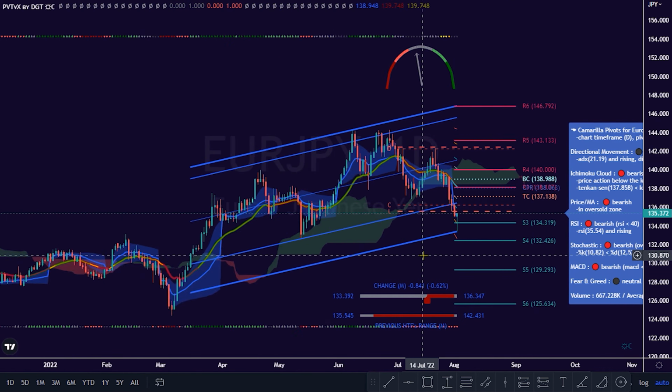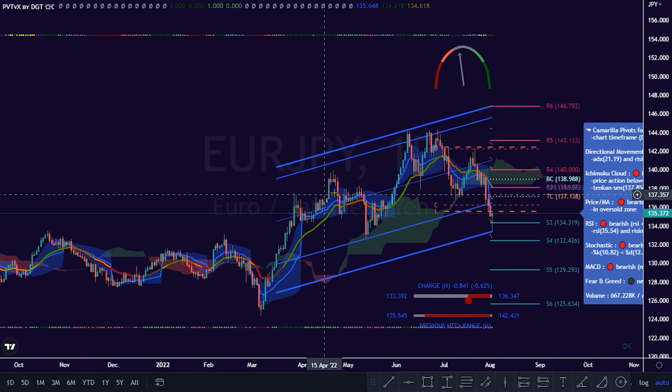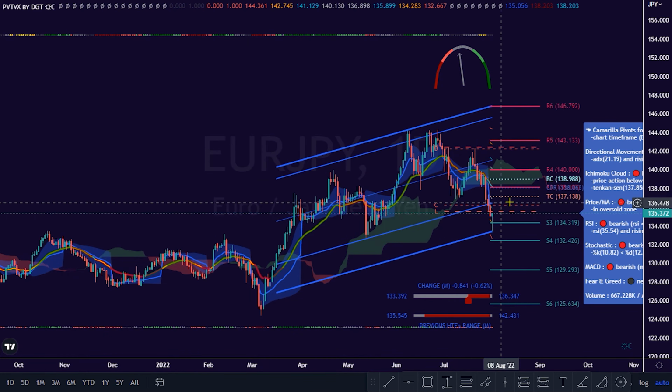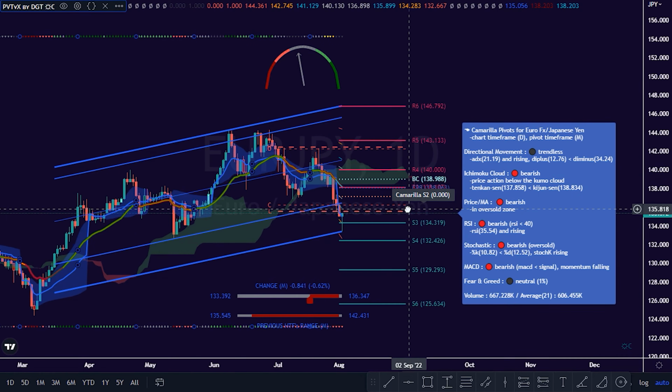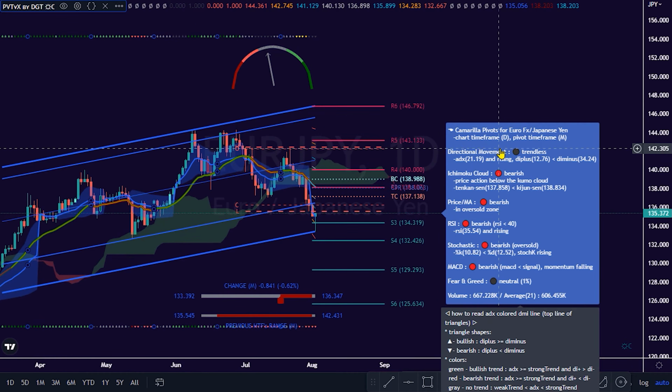Remember to use the Pivot Points KrisWaters VX indicator in the trending market. The most important signals on this trading indicator for my trading strategy are the directional movement, the Ichimoku cloud, the MA, the RSI, the stochastic, the MACD, the fear and greed.